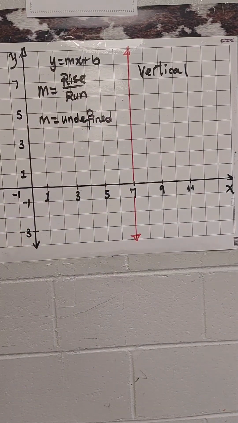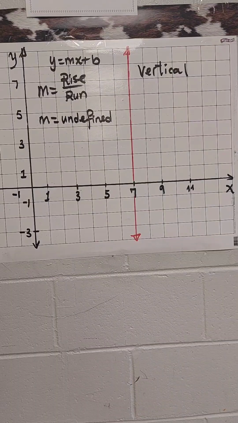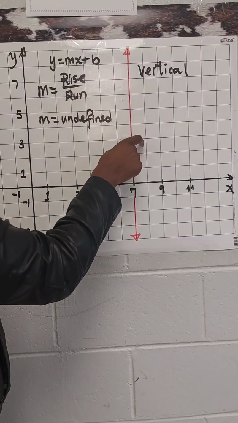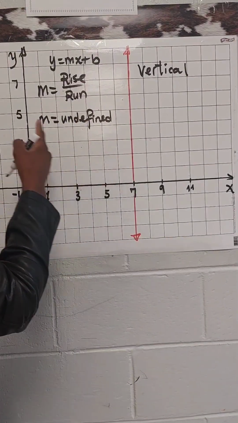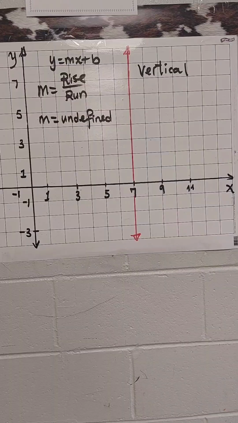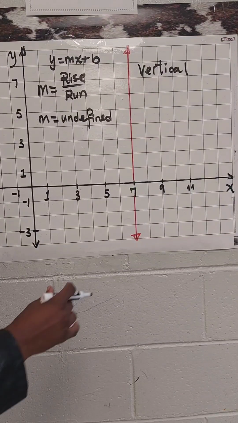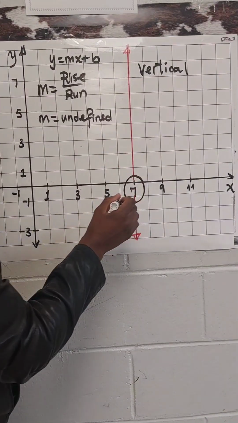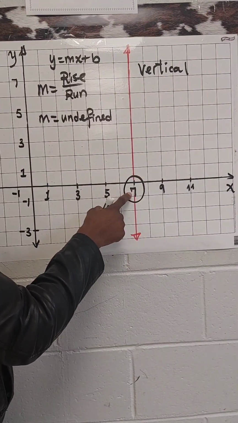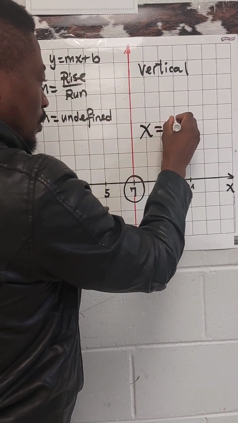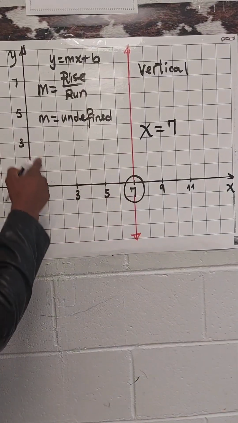So that will mean we need now to look for the y-intercept. The y-intercept is where the line crosses on the y-axis. This line does not cross the y-axis at any point. So again, there is no y-intercept. That said, what equation models this line? Right here, x is 7. So this is a line where x is always equal to 7 no matter the value for y.